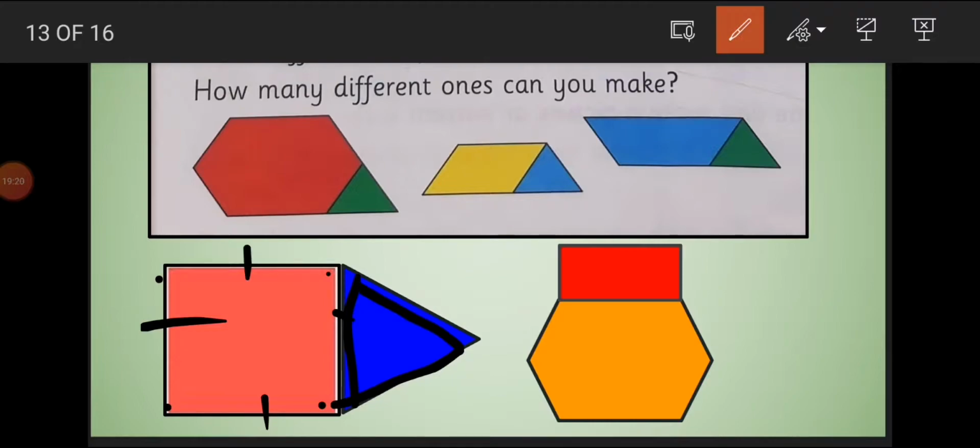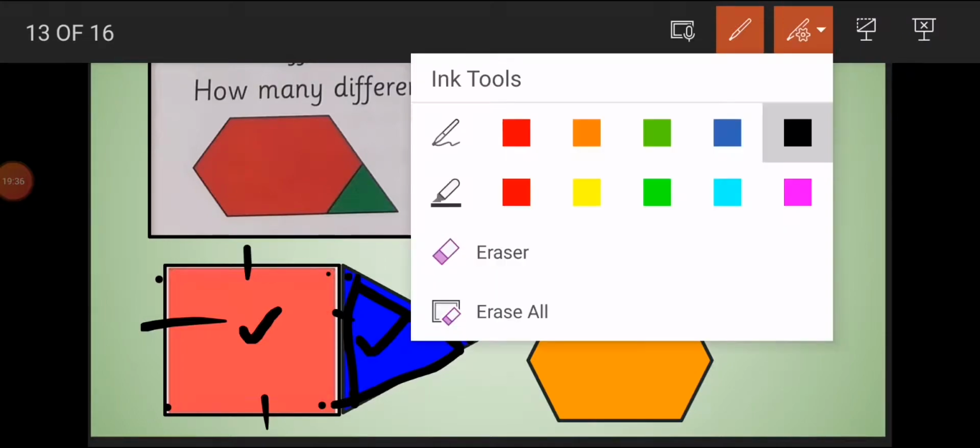Now look at that shape. 1, 2, 3 sides. 1, 2, 3 corners. Straight line, closed shape, flat surface shape. A 2-dimensional 3 straight line shape is called a triangle. So here is a square, here is a triangle. And I have joined them, and there is the pattern I have made here.